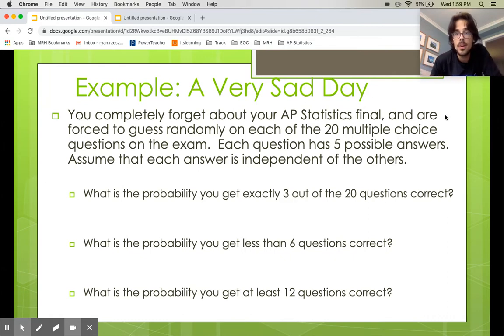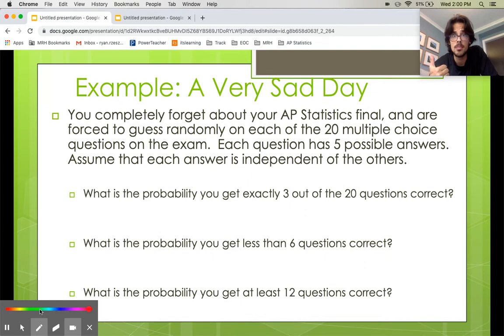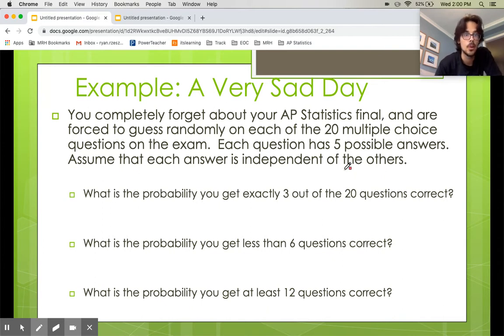So it's time to verify our 4 conditions really fast right here. Binary, yes. I'll just talk about it here. Yes, it's binary. You either know how to do it or you don't, or you either get it right or you don't. So that's cool. Independent, they straight up say it in the problem. Number of trials is 20. And the probability of success, if there are 5 options, is going to be 1 out of 5. So it's binomial. So I'm going to set up a variable for this problem. X is going to be the number of correct answers by guessing.